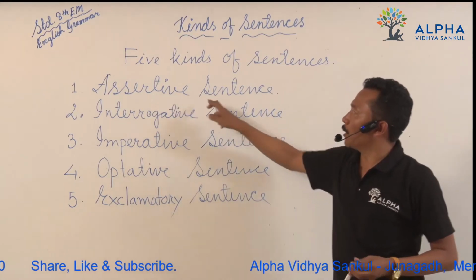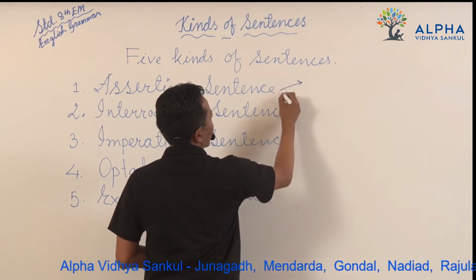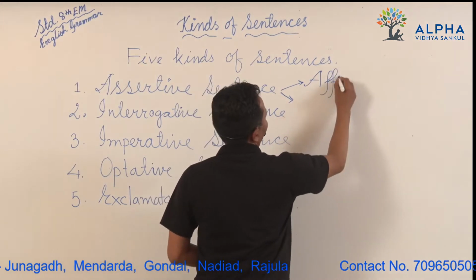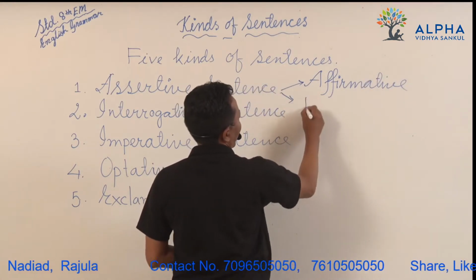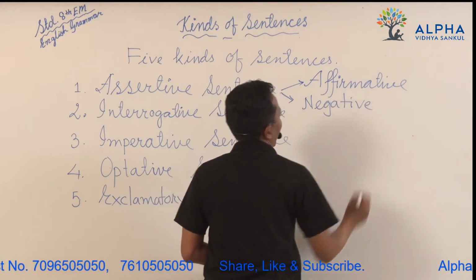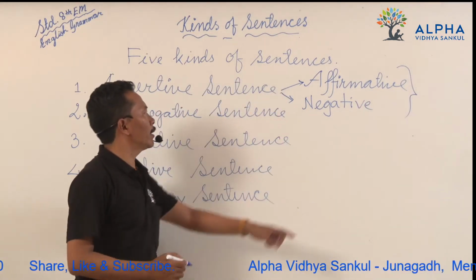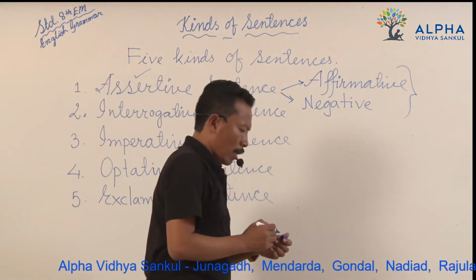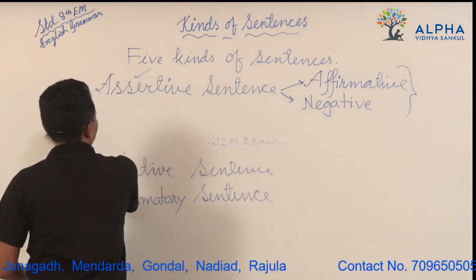First of all, the assertive sentence has two types. The first one is what? Affirmative sentence. And the second one is negative. So both of these two types of sentences are known as what? Assertive sentence. So let me explain about the first one.